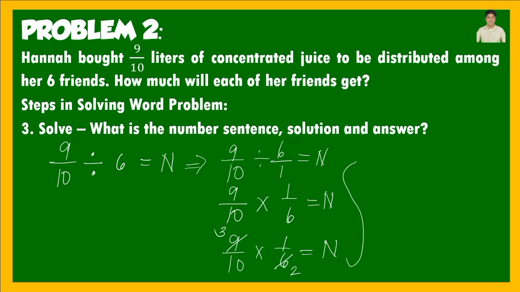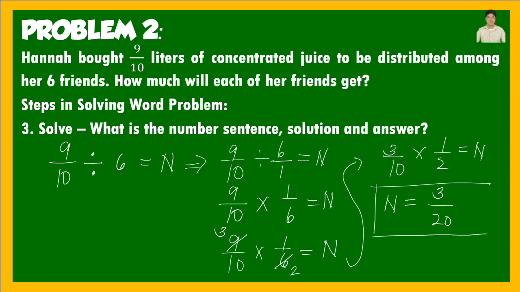Now, we'll multiply the remaining factors. So, magiging ganito siya noon, 3/10 times 1/2 is equal to n. Yan, numerator by numerator. So, 3 times 1, this will become 3. 10 times 2, that is 20. So, n is equal to 3/20 liter. So, ibig sabihin, each of his 6 friends will get an exact amount of 3/20 liters. So, bawat isa dun sa 6 niyang kaibigan, makaka-receive po ng 3/20 liters.